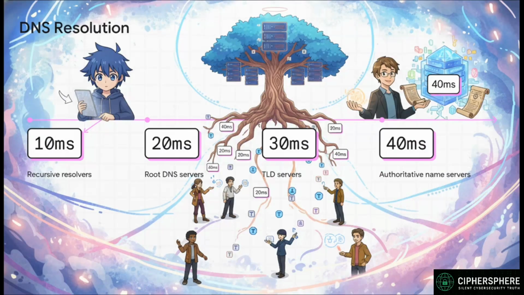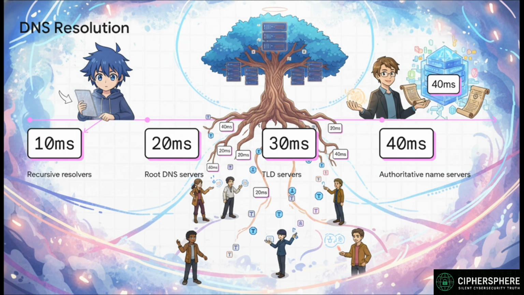Let's go down the rabbit hole, shall we? Because finding that IP address requires plunging down a really highly structured hierarchy. If your local machine doesn't know the address, it asks a recursive resolver. If that fails, boom, the query hits the root DNS servers at the very top of the internet's spine. From there, it gets directed to top-level domain servers, and finally all the way down to authoritative name servers, which hold the ultimate truth.